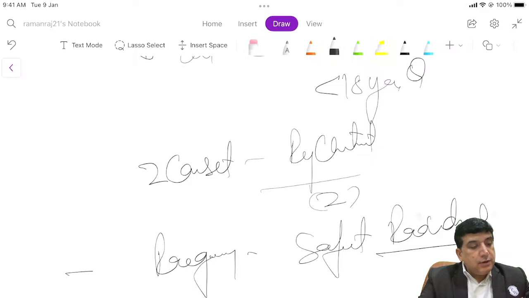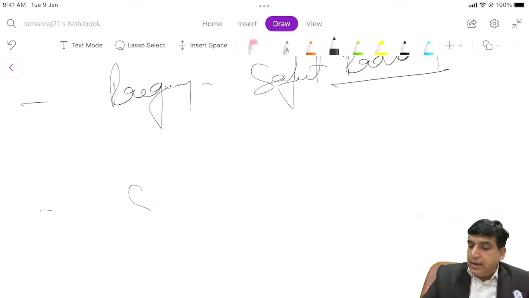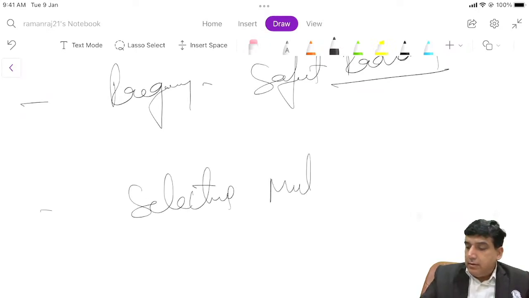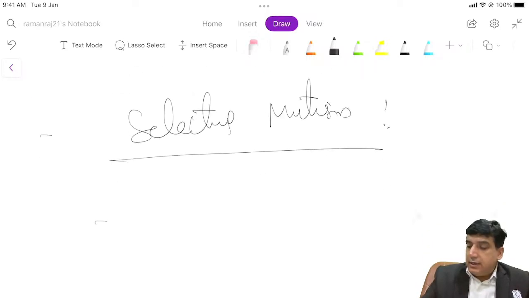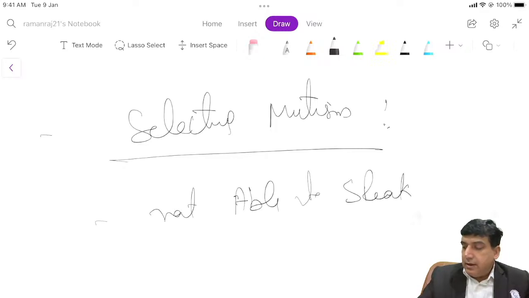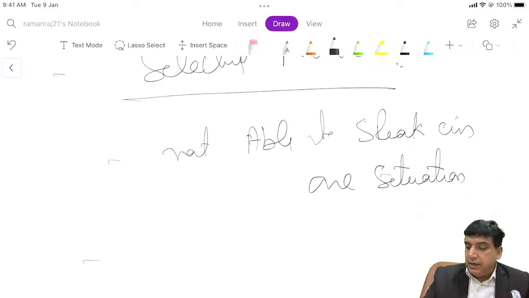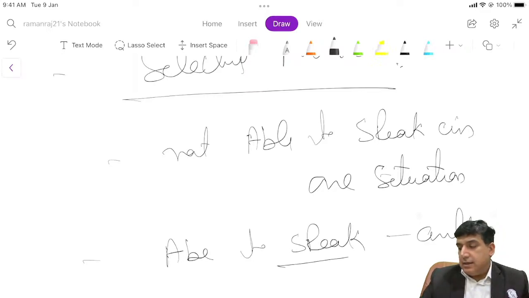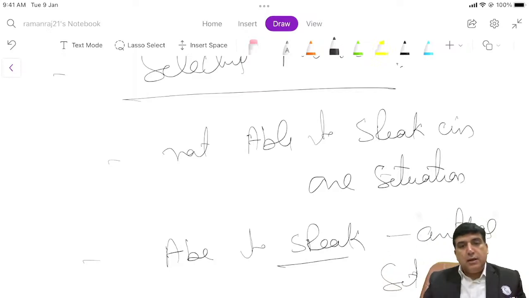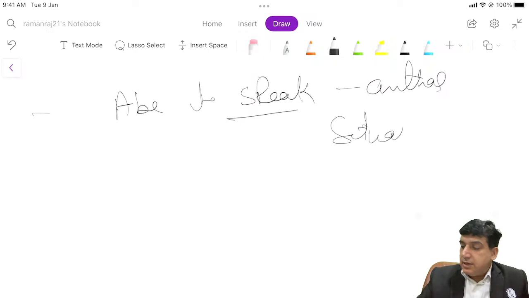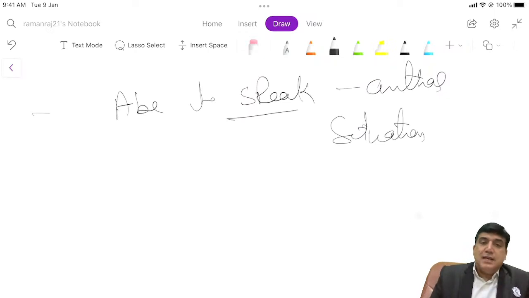Question number 19. The features of selective mutism were found in an 11-year-old child. The most probable disorder in this child will be. Yeah. So selective mutism is a new category. In selective mutism, a person is not able to speak in one particular situation, but is able to speak fluently in another situation. We call it selective mutism.